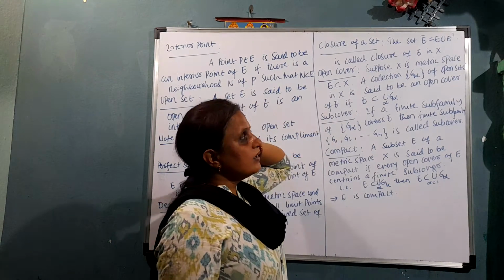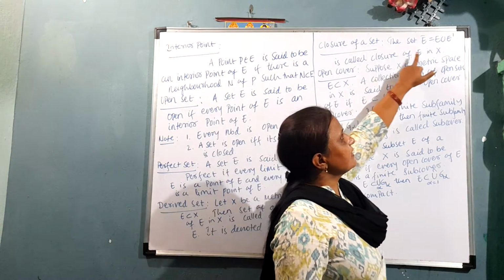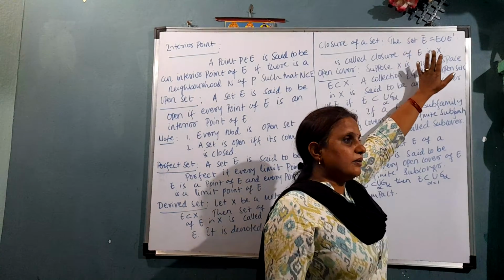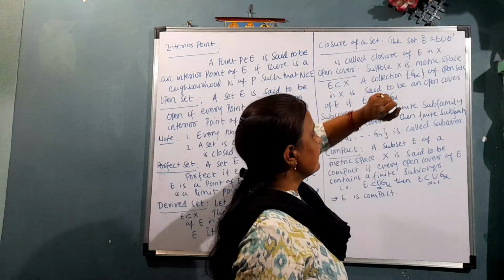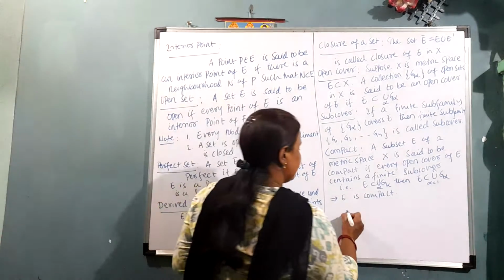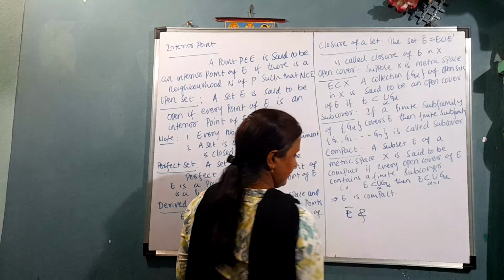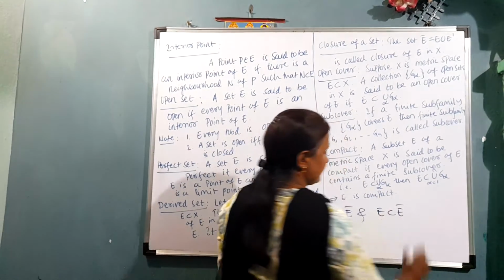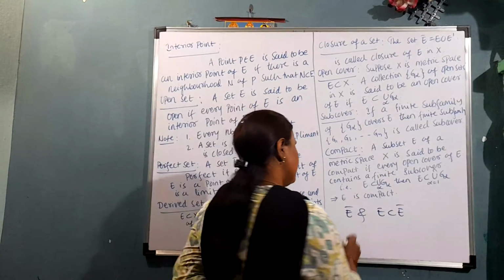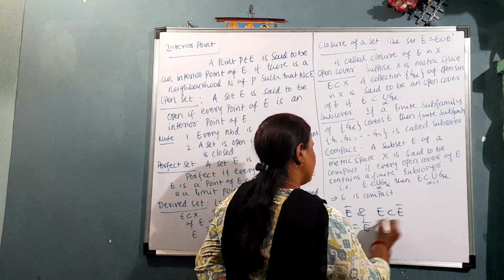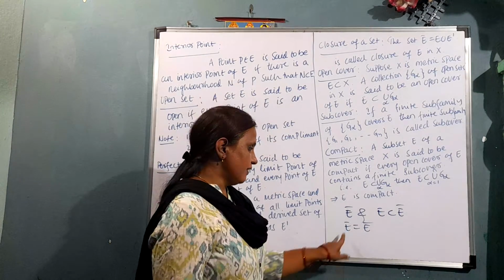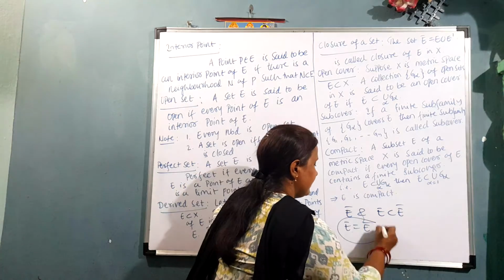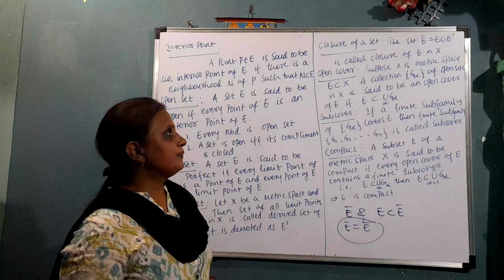Always, the closure set is closed because it contains its limit points. Means E bar is always a closed set. And one more thing we have to remember is that E is always a subset of its closure. If the closure of a set is equal to the set itself, then we call E a closed set. Means this is possible only if E is closed.